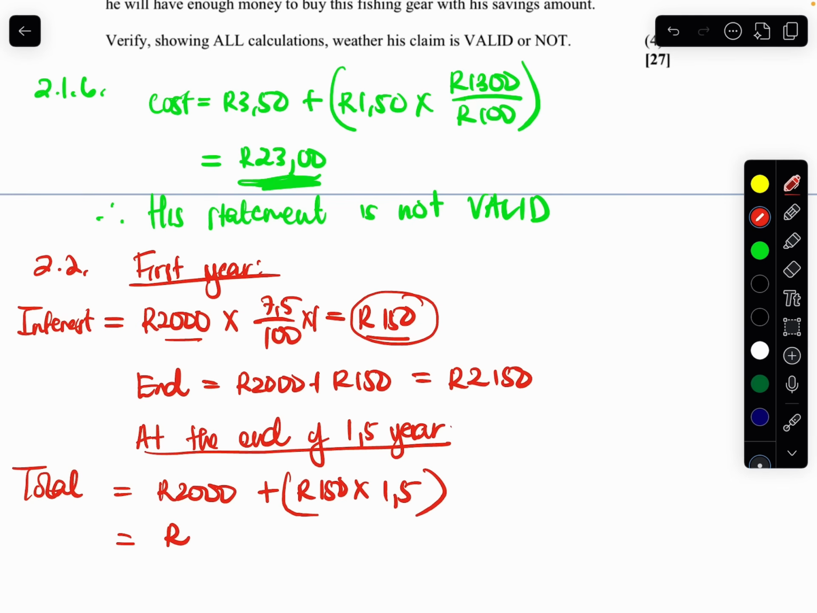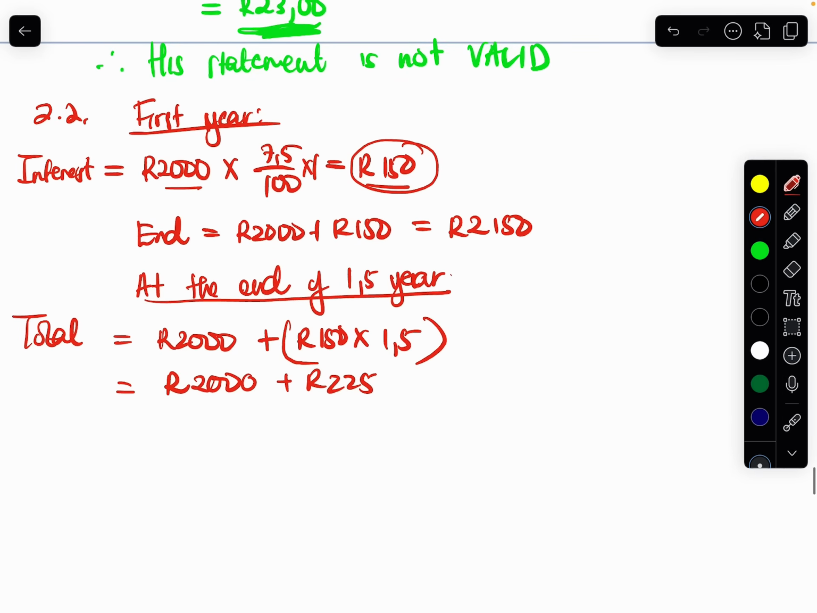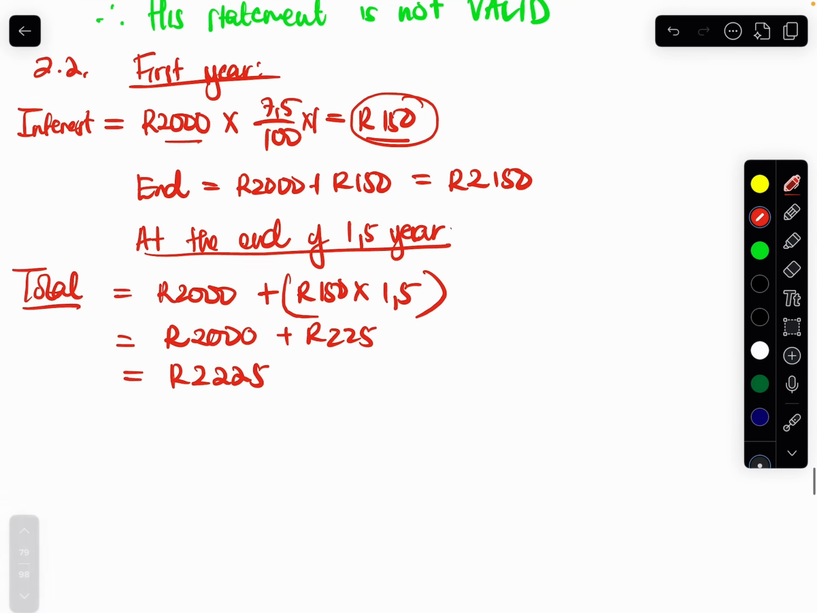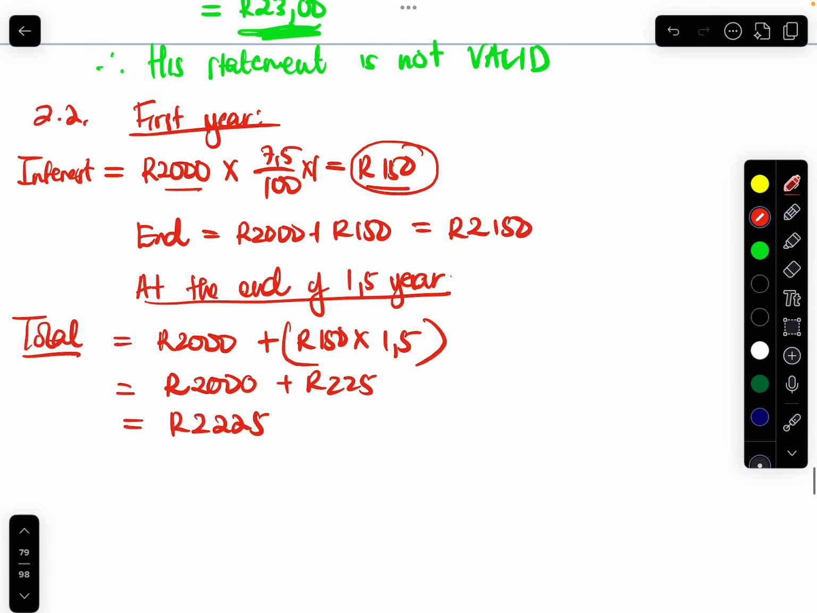150 times 1.5 is 225, plus 2,000. So it's going to be 2,225 by the end of that term, right? I hope I make sense on that.